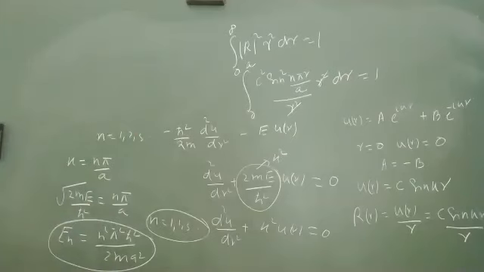Root 2 by a. Root 2 by a. Root 2 by a. Simple. C is equal to nothing but root 2 by a. Simple. So what is your radial wave function?